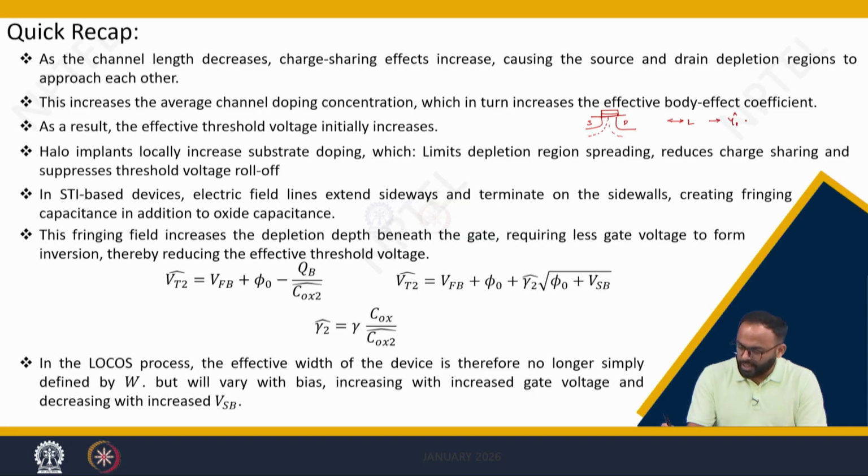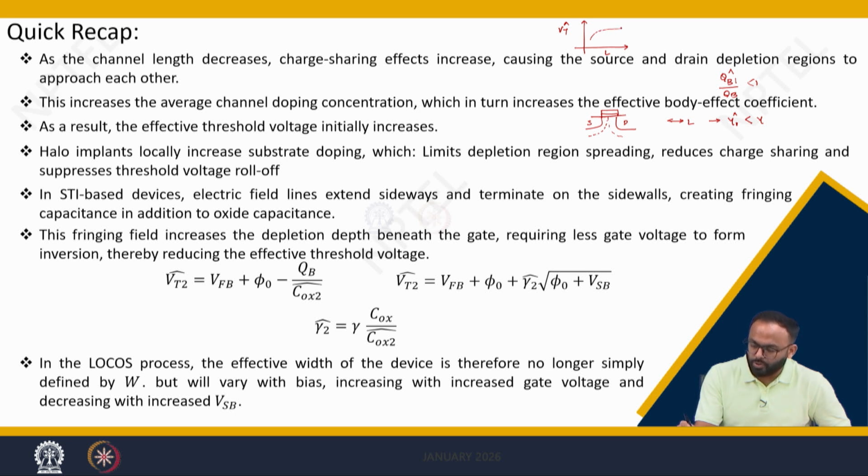So, we have discussed when the channel length is small, that was the first charge sharing effect. We said that the charge shared by the drain and source ultimately reduces the charge controlled by the gate, and we said that QB dash by QB is smaller than 1, which gives gamma 1 cap smaller than gamma, and hence the threshold voltage reduces because of charge sharing. That is what we found: when you plot the threshold voltage with channel length on the x axis and reduce the channel length, there will be a threshold voltage roll off.